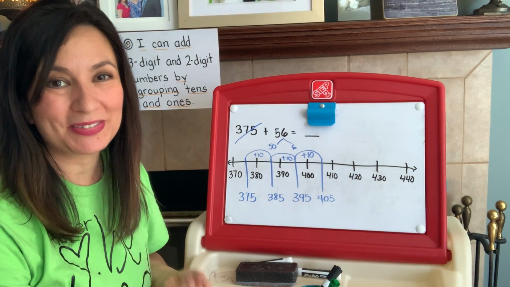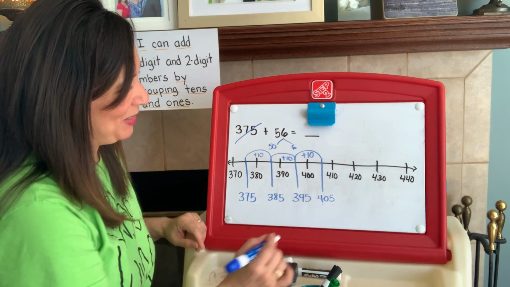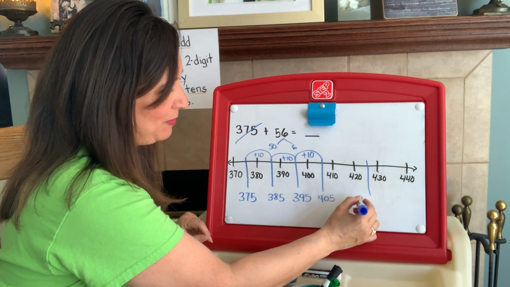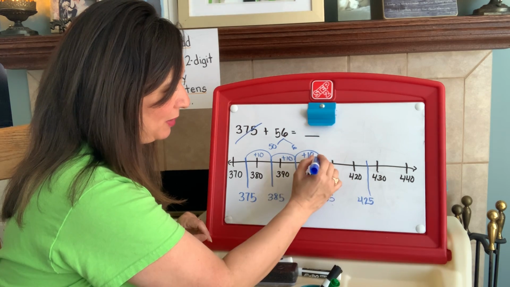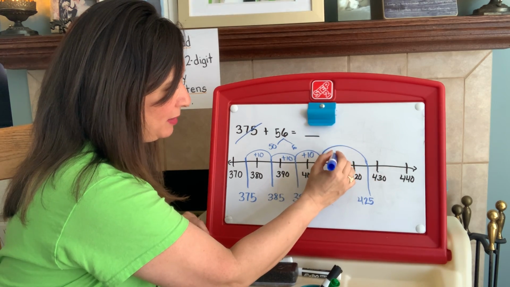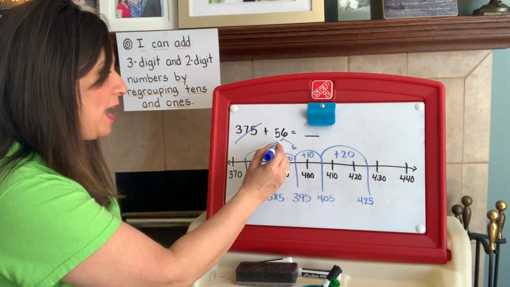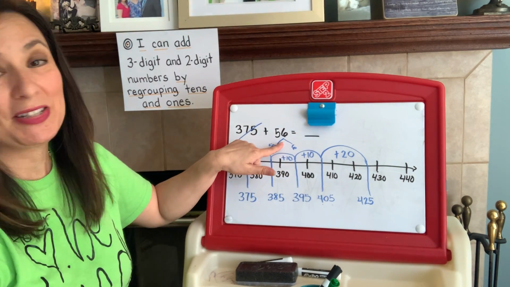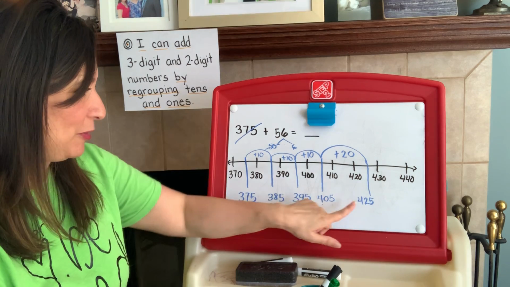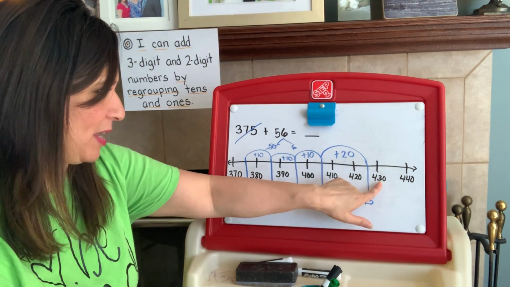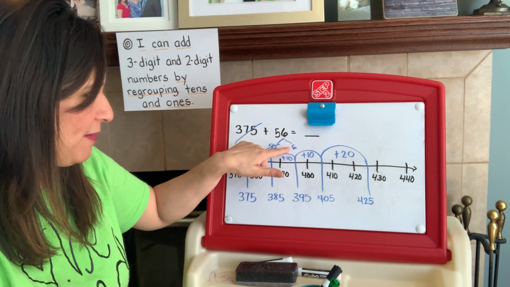405 plus 20 equals what? Say it with me. 425. I'm just saving myself a little bit of work here. And this is a jump of 20. So now I've jumped 50. Now I just have to jump 6. And I'm at a middle number. To get to the next 10, I know that's just add 5, and I have to jump 6.